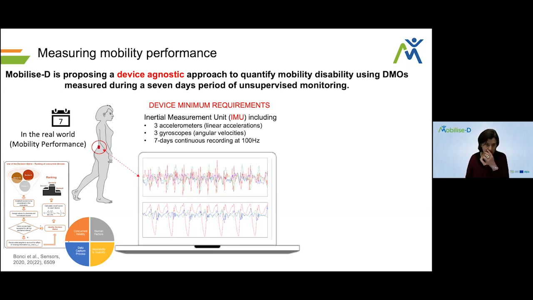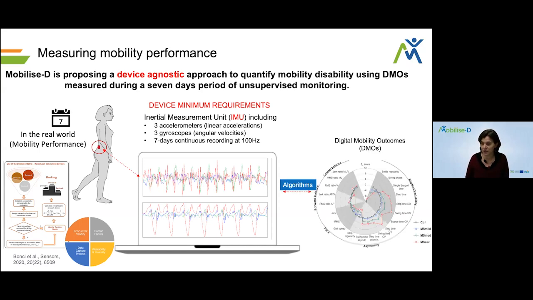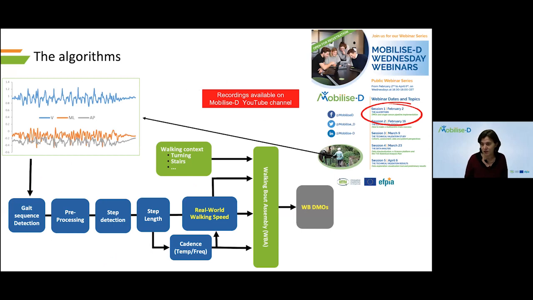And we have seen last week how from this data, we need, of course, a number of algorithms that need to be developed and designed in order to calculate what we define as our digital mobility outcomes. If you're interested in knowing more about the algorithms that we have decided to use and how we have implemented them, please go back to our YouTube channel and listen to the recording from last week.